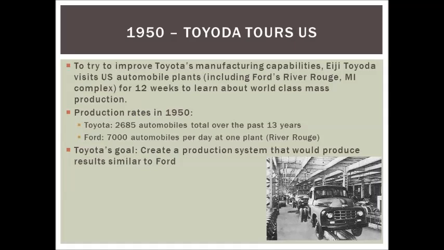and be able then to be competitive. Here's just an example of how large the Ford company had become by this time. The company Toyota had produced 2,685 automobiles over the past 13 years in 1950. So that was the total number of cars that they had produced altogether. And Ford at the time was producing 7,000 automobiles a day at just one of their production plants. And so Toyota's goal was, let's look at Ford's production system and see if we can take this back to Japan and produce similar results, of course, to be able to serve the market there in Japan.